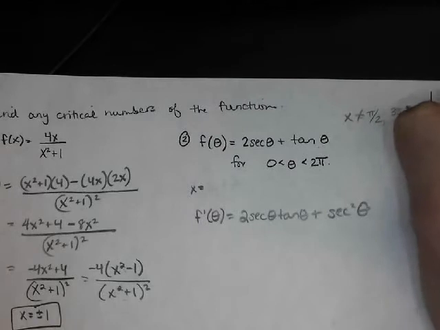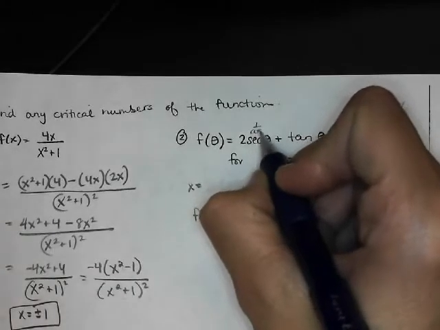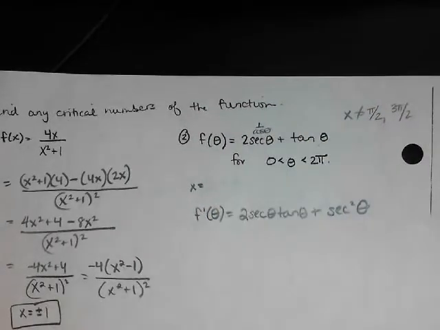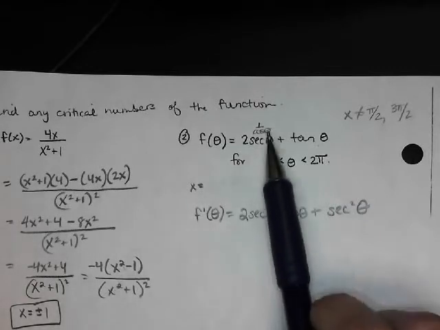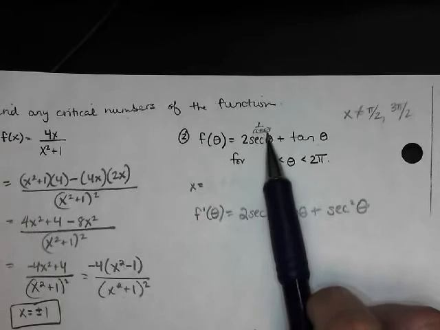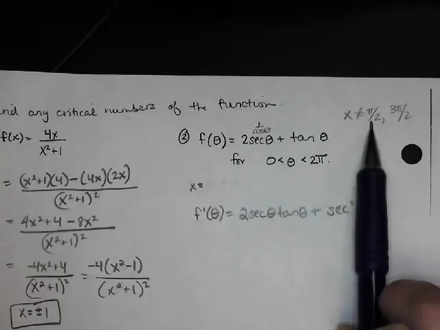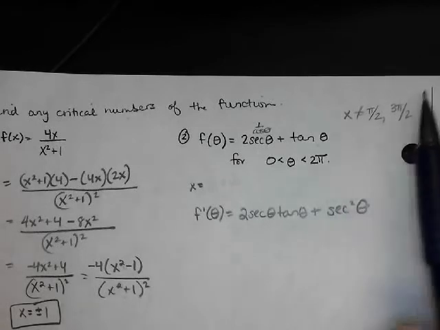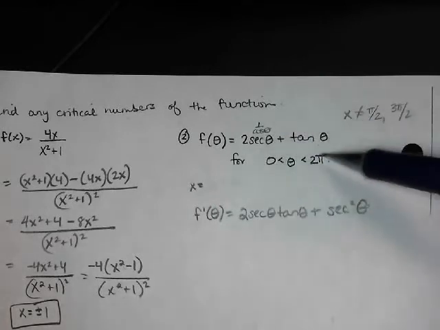3 pi over 2 would not be allowed because tangent is undefined. And since secant is 1 over cosine, anywhere where cosine is 0 is also out of the running to be a critical point. So the cosine of 0, which isn't included anyway, well, no, the cosine of 0 is 1. I'm sorry. The cosine of pi over 2 is 0, which is already excluded. And the cosine of 3 pi over 2. So those cannot be critical values because they're not even on the function.